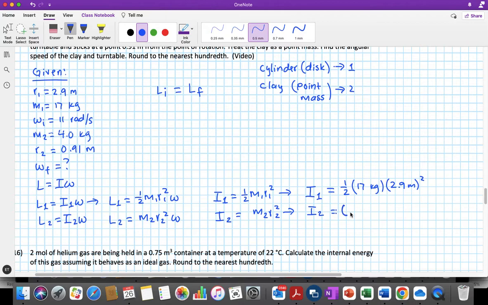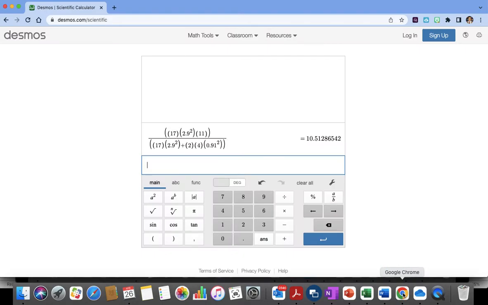So mass 2, that is 4 kilograms times 0.91 meters squared. Okay, I'm going to go back to decimals. I forgot to erase the answer, so you'll see it, but that's okay. We already know what we have to find, right? So that's going to be our answer. You'll see, this is the one with more algebra.